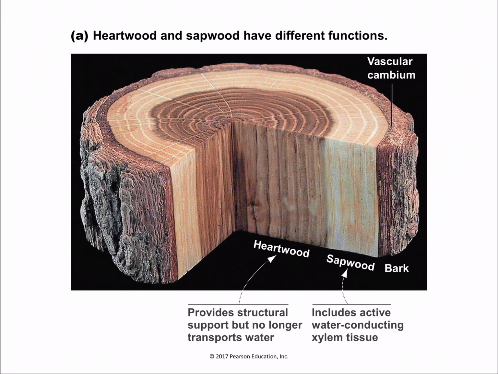And you can see here another look at the different types of wood, heartwood and sapwood. Heartwood provides structural support. So right here, this is all just structural support, but there's no water transport here. In the sapwood, which is closer to the bark in the vascular cambium, we get water conducting xylem tissue, right? So we're going to see water going upwards from the roots to the shoots of the tree.